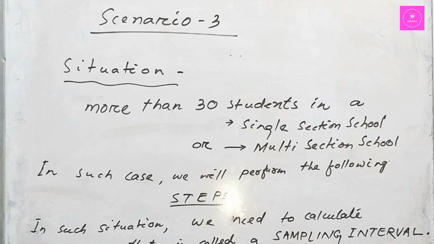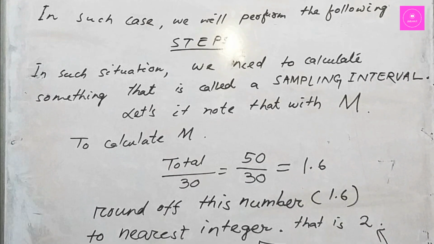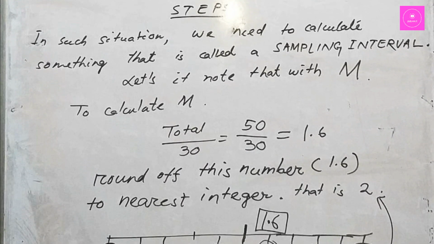Let's assume in XYZ government school, the section that has been surveyed has 50 students. In such a case, we will perform the following steps. In such a situation, we need to calculate something called a sampling interval. Let's note that with a capital M. To calculate M, or sampling interval, divide the total number of students in the section by 30.